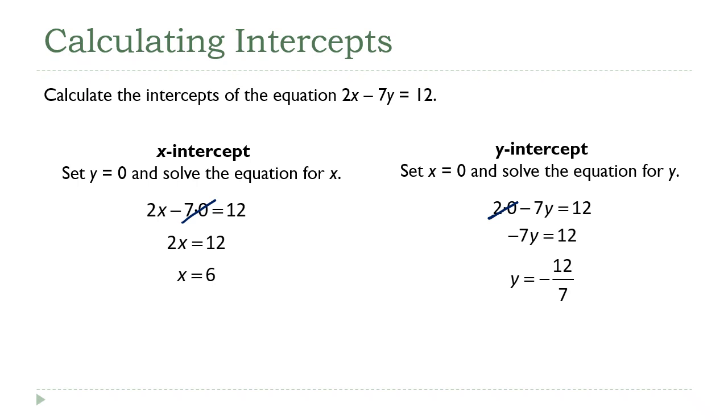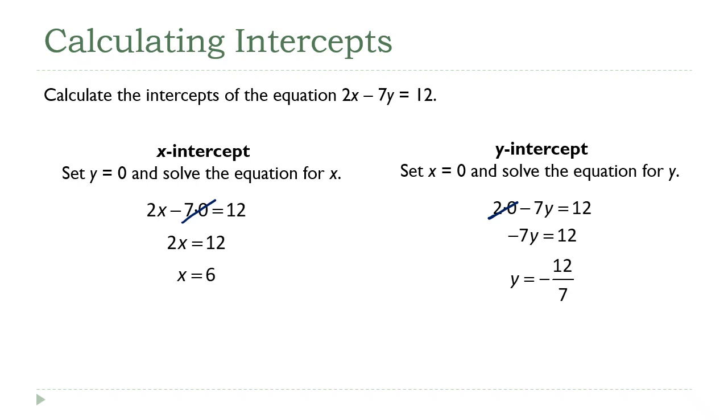All right, so how are we going to write our answers? Well, this is something where there isn't a universal right way to do this. Different textbooks are going to tell you different things. One way of writing this is just to say you're done. The x-intercept is x equals 6. The y-intercept is y equals negative 12 sevenths. And you're on to your next question.